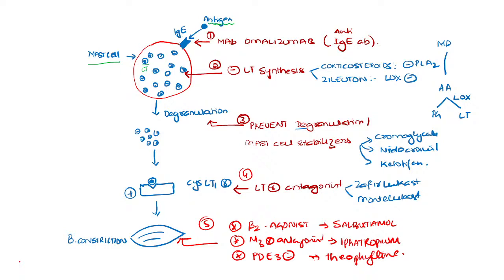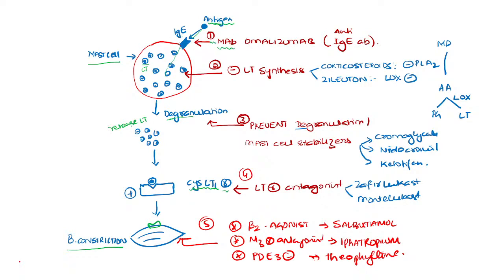Once the antigen binds to the IgE, there will be activation of mast cells and this will lead to degranulation. Degranulation will lead to release of leukotrienes, and these leukotrienes are going to act on the cysteinyl leukotriene 1 receptors, which are present on the bronchial smooth muscles. Upon activation of these receptors, there will be bronchoconstriction, which leads to difficulty in breathing. So what are the target sites you can identify? We have a first target site, that is the IgE.